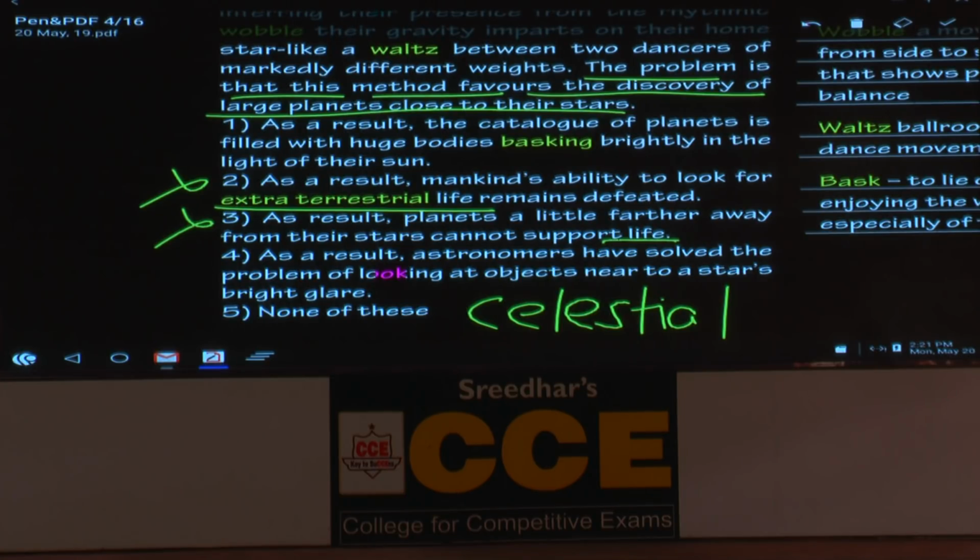As a result, astronomers have solved the problem of looking at objects near to a star's bright glare. Common sense, that is not possible. Near star's bright glare. How can they solve that problem? That is not practically possible. And none of these. It's a bit surprising. The answer is the first option. But a few students said no. Why is it the answer, the first option?